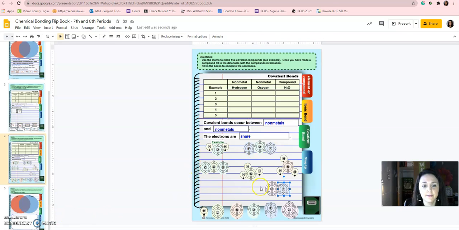Okay, so I've gone ahead and made some models. What I want you to do is I want you to pause the video right here and make your models look exactly like this. All you have to do is drag them to the right place.